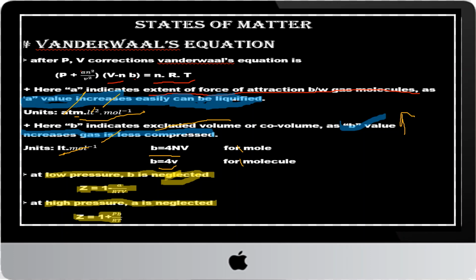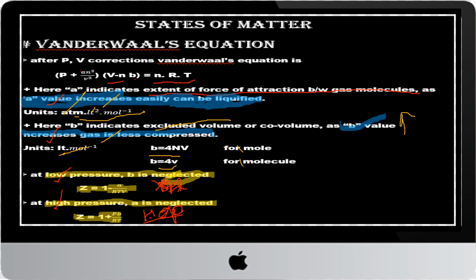For better understanding, at low pressure B is neglected. Simply remember BPL, like IPL, it will be remembered in our brain as BPL. At low pressure, B is neglected. And just remember HAP, H-A-P, happy: at high pressure, A is neglected. Using this, remember these 2 points. There will be a previous question based on these two points.